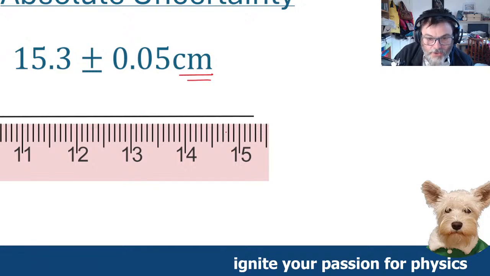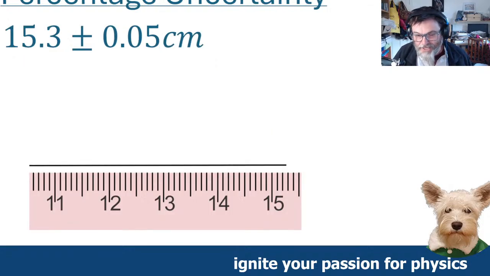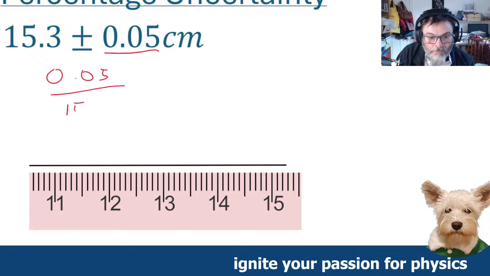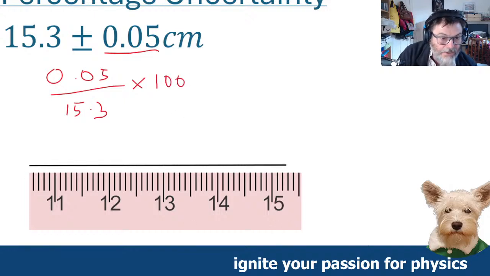Now, what can be very useful, in fact essential, is to be able to convert this into a percentage, which is the other type of uncertainty. So this is the absolute uncertainty, and to convert it into a percentage is extremely simple. You just take the value of the uncertainty, which in this case is 0.05, divide it by 15.3 and then times it by 100. Really, what could be easier than that? And that will turn it into a percentage. If you do that, in this case, it's going to equal 0.33%.